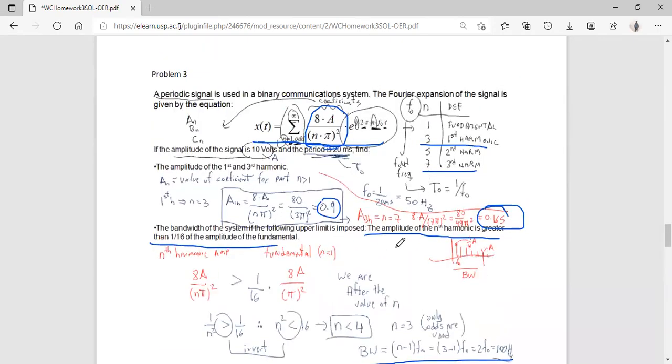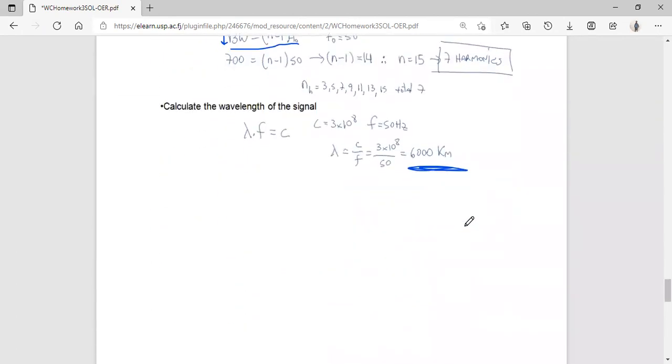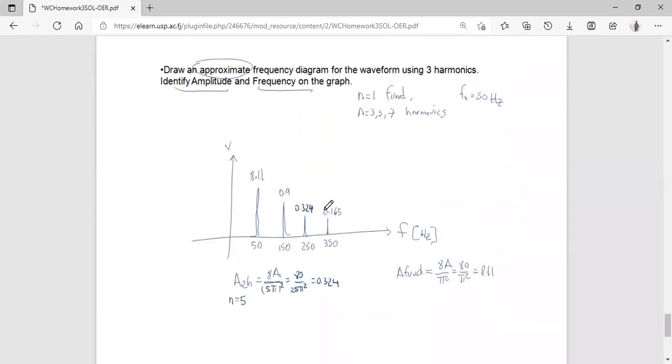Over here, 0.9. The third harmonic is given by 0.165. The second harmonic value we need to calculate, which is going to be 0.324, right? So these are all when n is equal to 1, n is equal to 3, n is equal to 5, and n is equal to 7, isn't it?